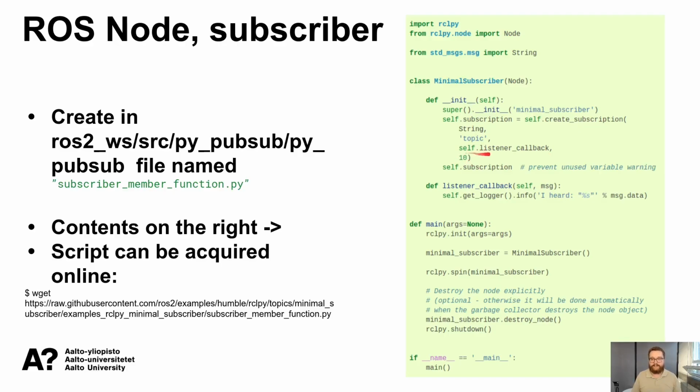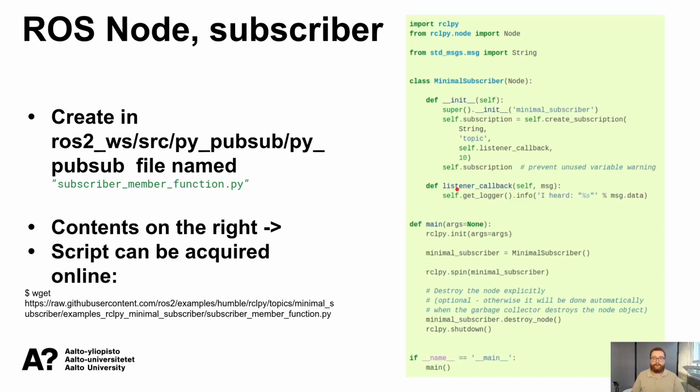And then, as said, this listener callback is sort of the main functionality here. And this method is then implemented here. As an input, it takes the message, so it takes the information that is coming from the topic. And here it's just a dummy implementation of what the subscriber is doing. It's basically just logging the message that it heard into a ROS log.